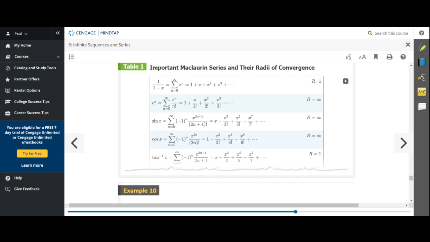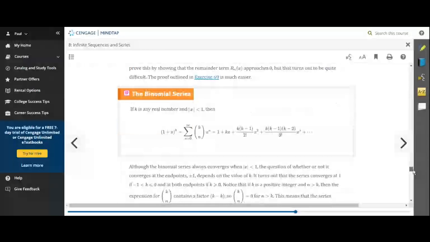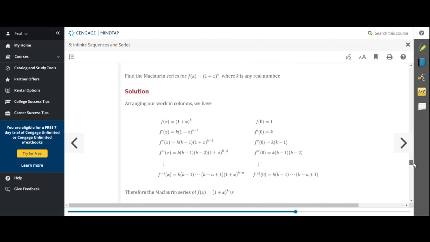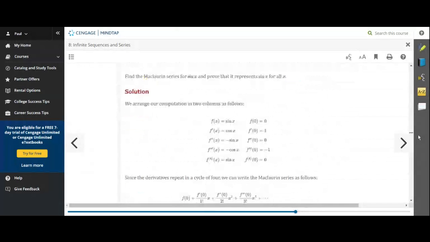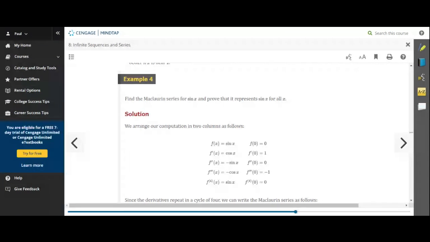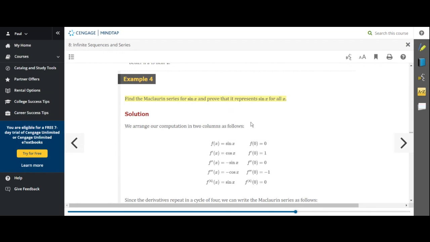Okay, so if we go to example 4 here in the book, we'll get to some problems, but we're not going to worry about binomial series. We're not going to worry about that for this class. But example 4 talks about finding the Maclaurin series for the sine of x and proving that it represents the sine of x for all x.